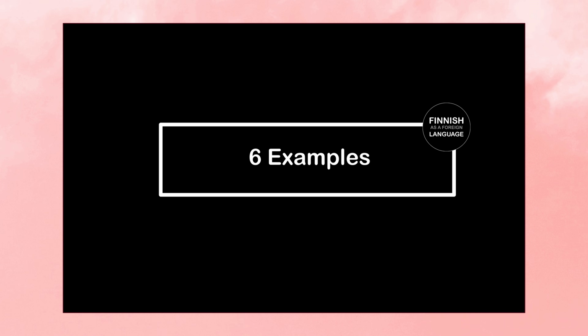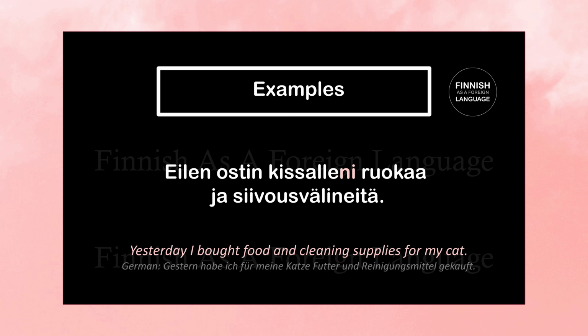Now let's go through some examples. Actually, we only have 6 examples today. For every person, one example. So the first one is, eilen ostin kissalleni ruokaa ja siivousvälineitä. Means, yesterday I bought food and cleaning supplies for my cat.